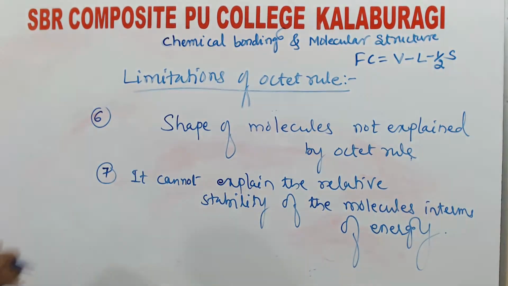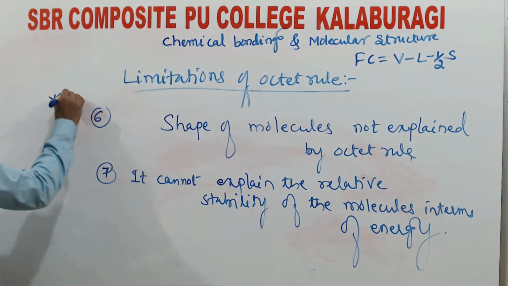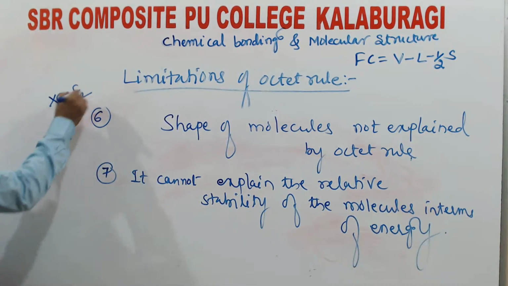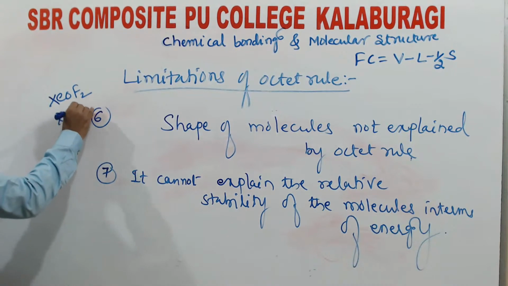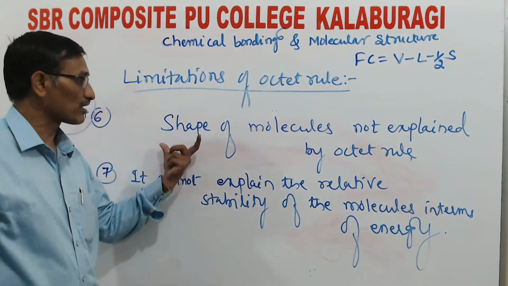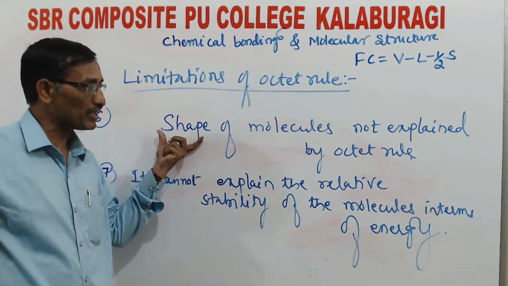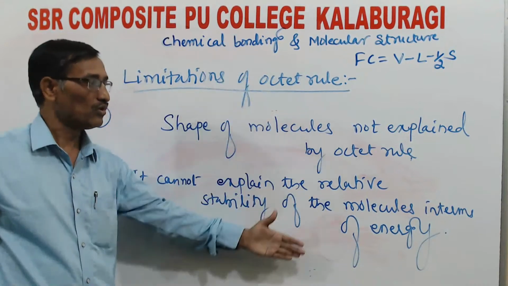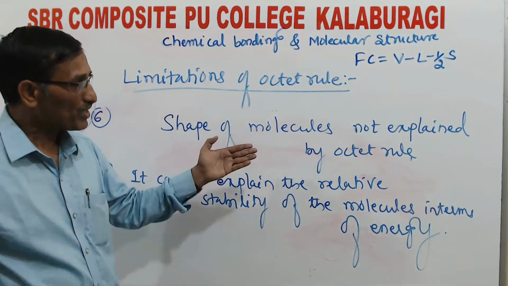Even an inert gaseous element like xenon forms xenon oxygen difluoride and xenon oxygen tetrafluoride, so there is no explanation. It also fails to explain the geometry, the shape of the molecules. So I will stop at this stage.